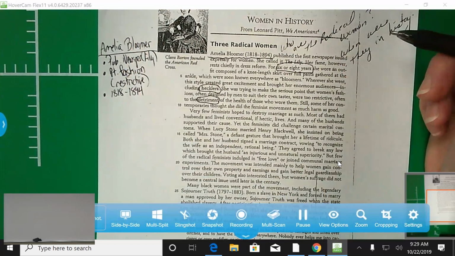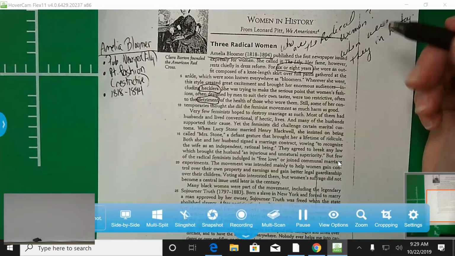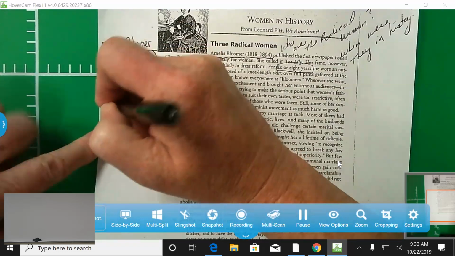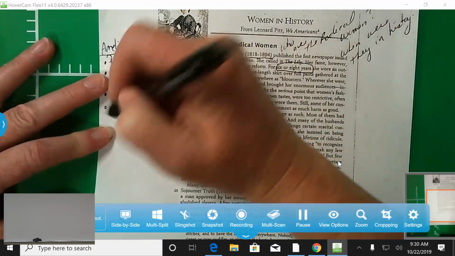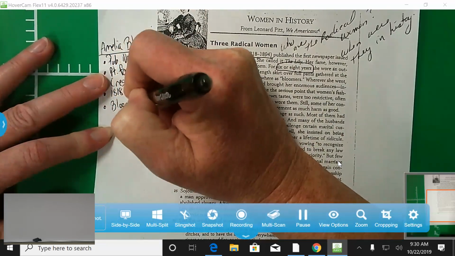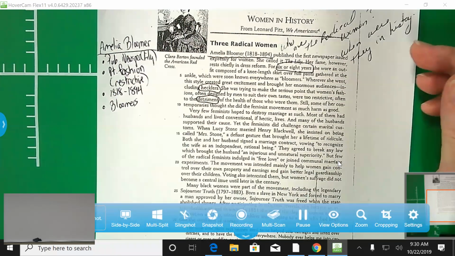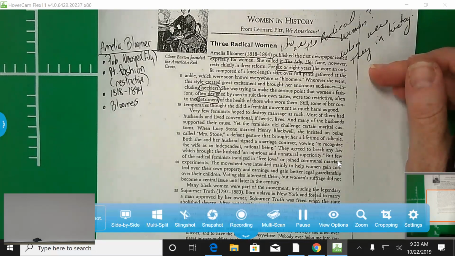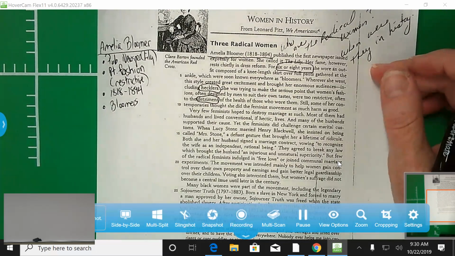So did you make a connection? It says she made a point about fashion. How did she make the point about fashion? Did you pick that up? How was she making a point about fashion? What was she doing? Yeah, and what did they call them? She was wearing what? Yeah. So that's probably where the name bloomers came from. She wore these pants called bloomers underneath the skirts. Okay, good.